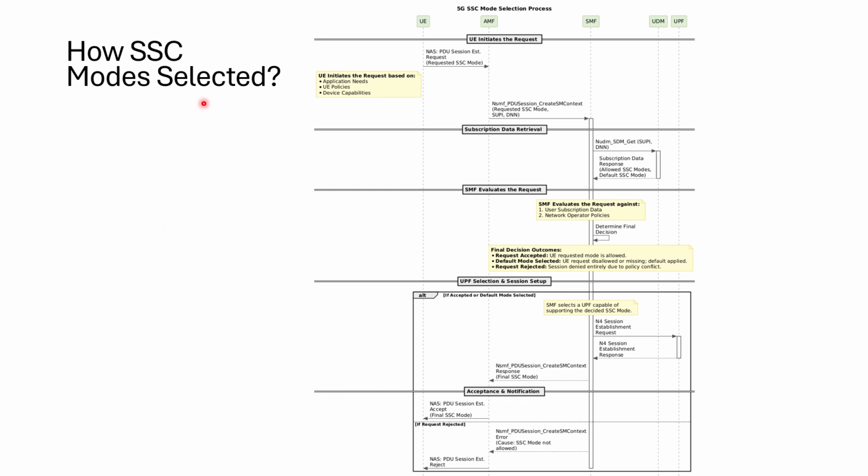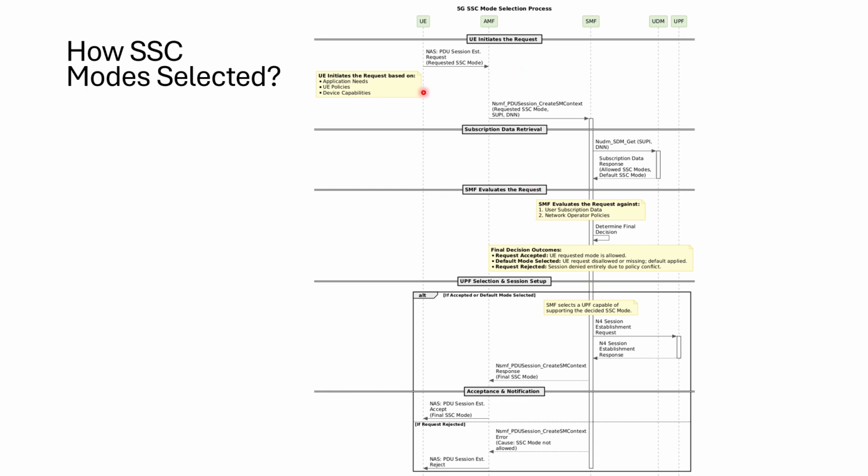Hi all, in this session we are going to cover the 5G SSC mode selection process. In our previous session on SSC mode, we defined three SSC modes: fixed, break before make, and make before break. But these are not just assigned randomly, and the process shown here is the decision-making flow that happens in milliseconds during PDU session establishment.